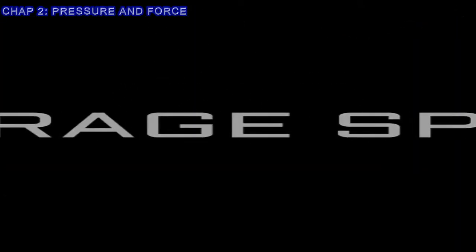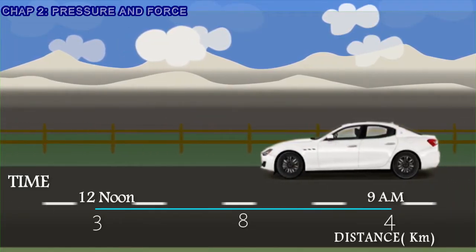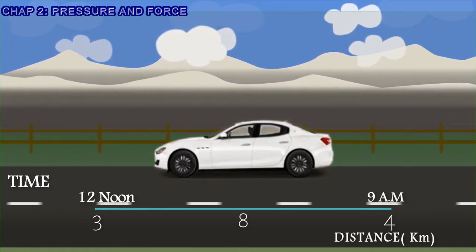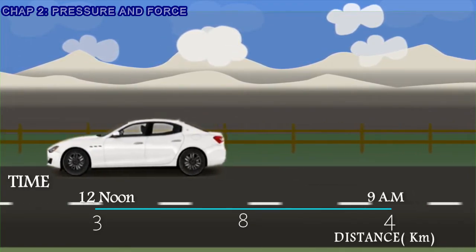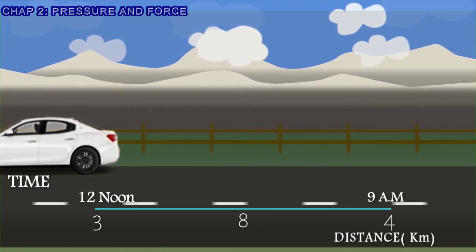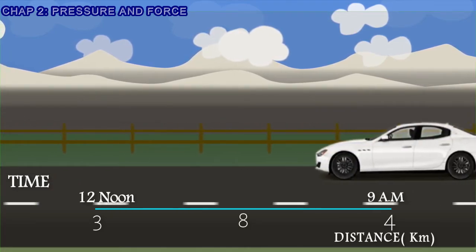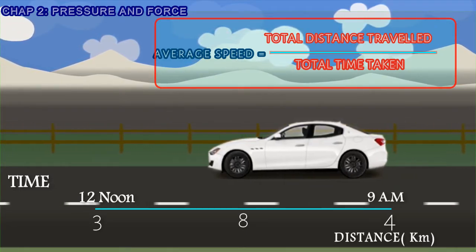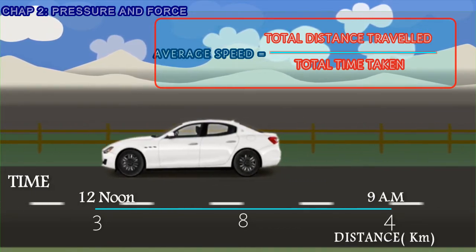Average speed. If a body in motion does not cover equal distances in equal intervals of time, we find the average speed of motion of that body. The average speed is calculated by finding the ratio of the total distance traveled by the body to the total time taken for the journey. That is, average speed is equal to total distance traveled divided by total time.